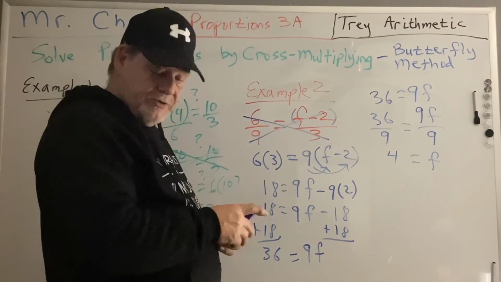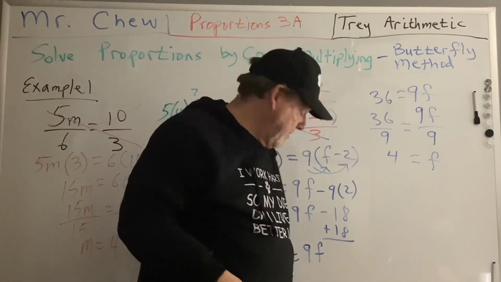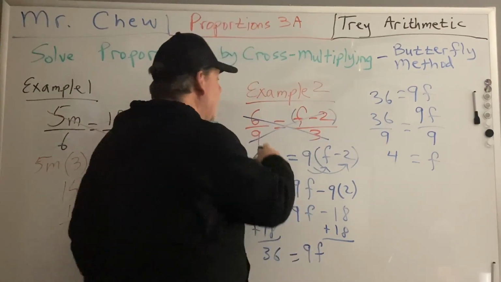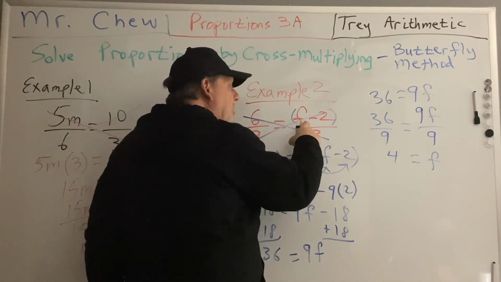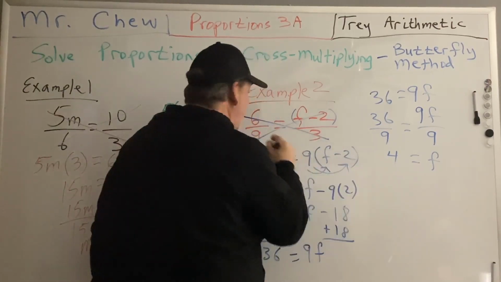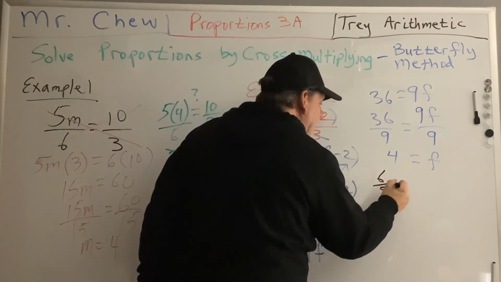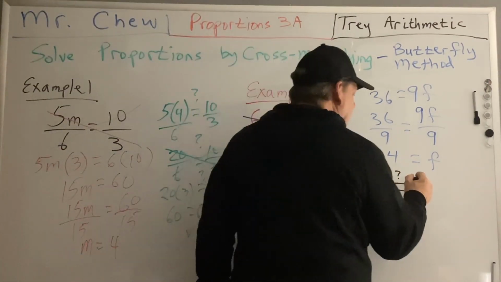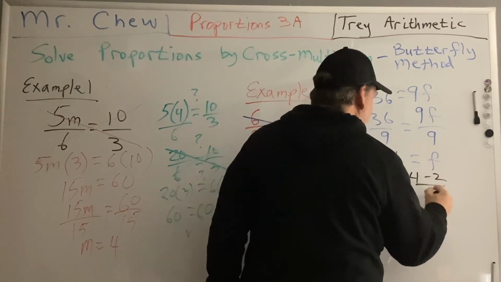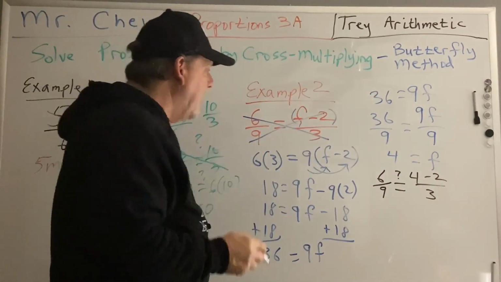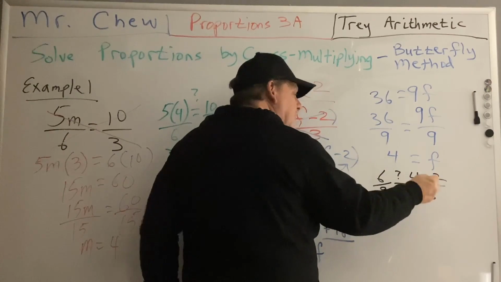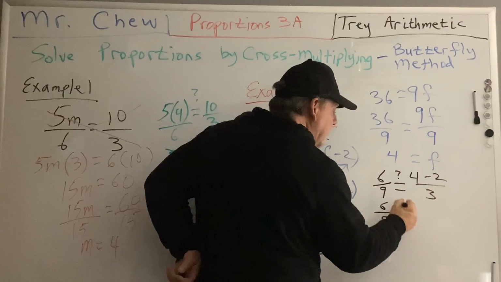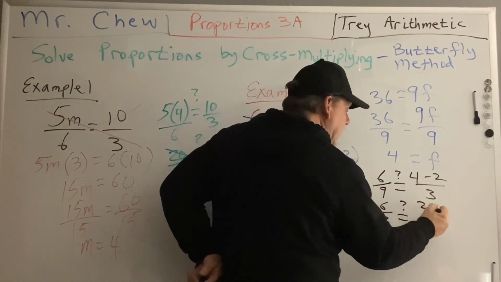And I always tell students, prove it. And what does it mean to prove it? It means to check it. So I take my original, and where I have the variable, instead of the variable, I'm going to put a 4. So I have 6 over 9, and I put that question mark above the equal sign, equals 4 minus 2 over 3. So now I have to do this subtraction in the numerator on the right first in doing my order of operations. 4 minus 2 is 2.